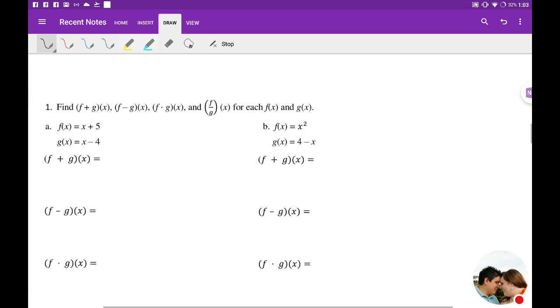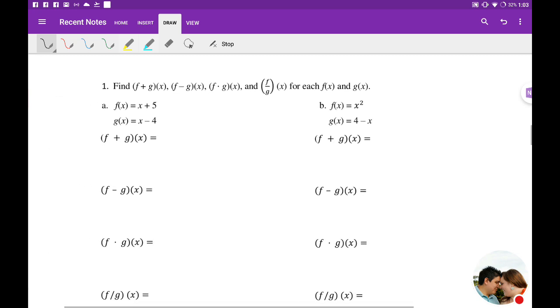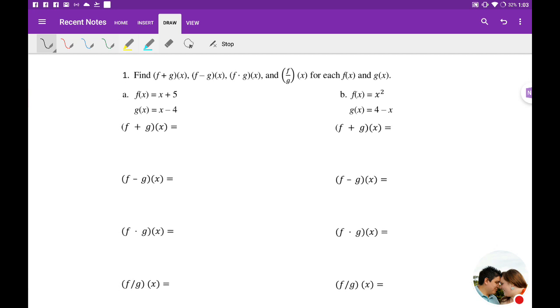All right, so now let's take a look at some of these examples. Now you do have them on your packet. Unfortunately, I can't make this too much bigger than it already is, but you've got the same problems on your packet. So for number 1a, our f function is x plus 5 and our g function is x minus 4. So we're going to add these two functions.